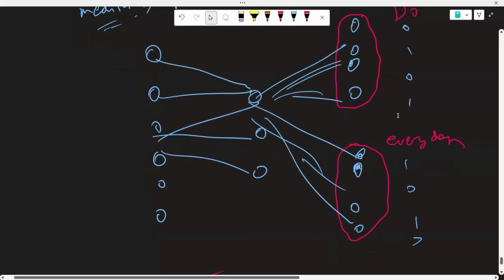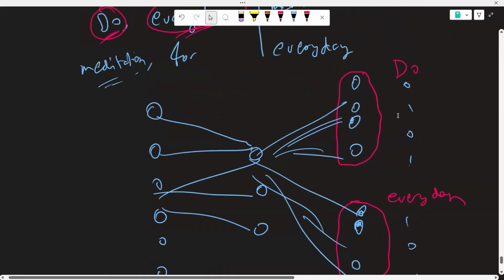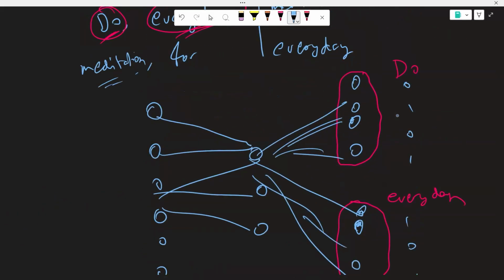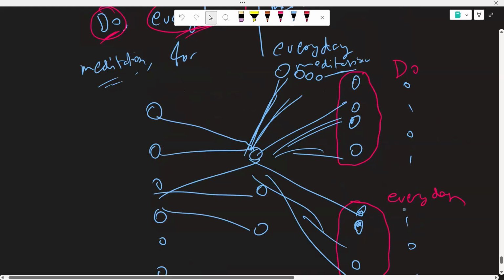If I were to add a bigger window, where in the output we have one more word, like do, every day, and meditation as well, what will happen? I'll add one more set of 4 units in the output, 1, 2, 3, 4, which will be for meditation. Okay, let's see this.